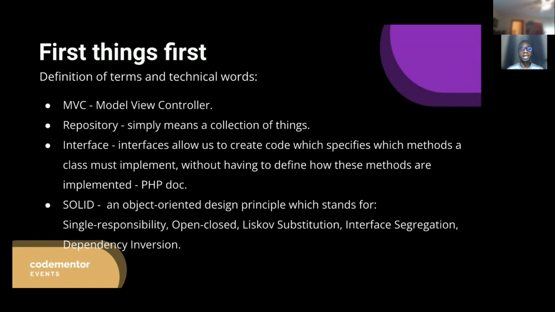So if class A implements interface B, then all the methods in that interface must be implemented by the class. But the interface itself does not define the implementation. It does not carry out the implementation. The class does the implementation while the interface defines the rule. That's in summary. We're going to look at SOLID.